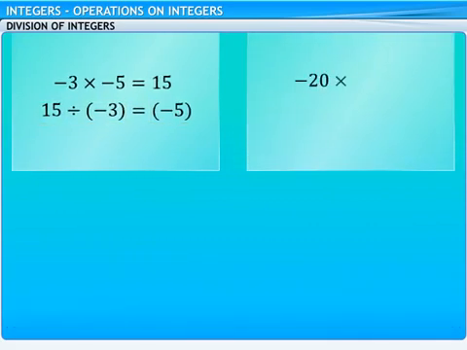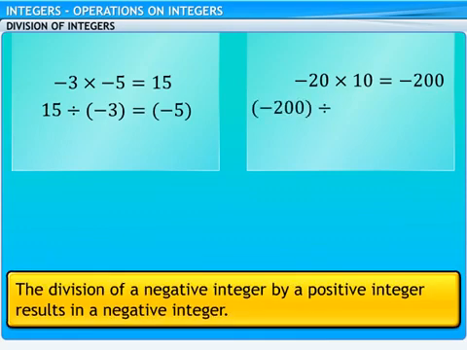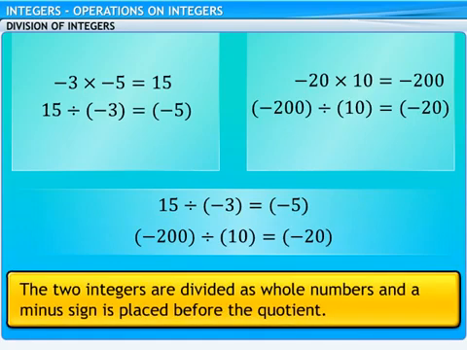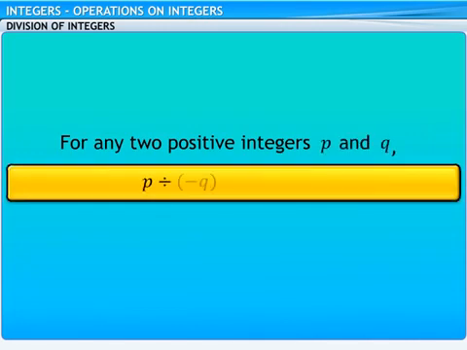Now, consider another example. Here again, the division of a negative integer by a positive integer results in a negative integer. In both these cases, the two integers are divided as whole numbers and a minus sign is placed before the quotient or the resultant. So in general, for any two positive integers, p and q, p divided by minus q is equal to minus p divided by q, where q is not equal to 0.